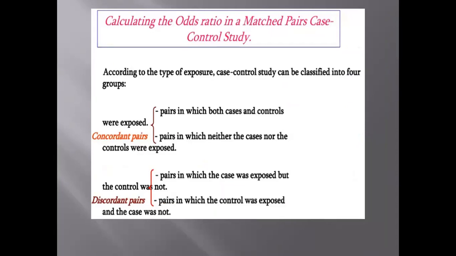Calculating the odds ratio in a matched-pair case-control study, according to the type of exposure. Case-control pairs can be classified into four groups: concordant pairs and discordant pairs. The concordant pairs are pairs in which both case and control are exposed, and the other section is a pair in which neither the case nor the control is exposed. Discordant pairs are pairs in which the case was exposed but the control was not exposed, and pairs in which the control was exposed and the case was not exposed.